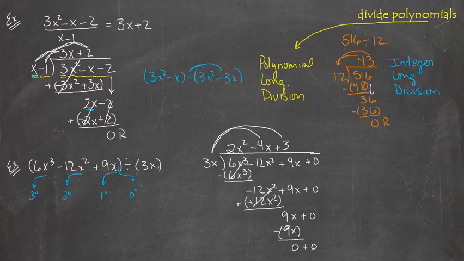How many times does 3x go into 0? Plus 0. So my answer in this case turns out to be 2x squared minus 4x plus 3, and I don't need to write the 0 down. So that's long division of a monomial into a trinomial.